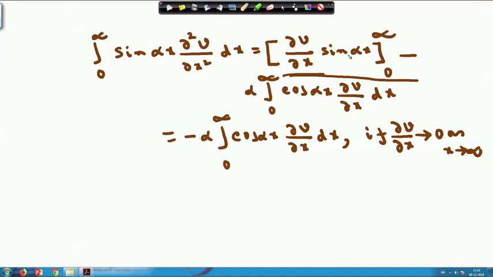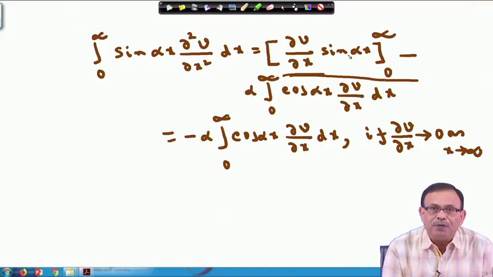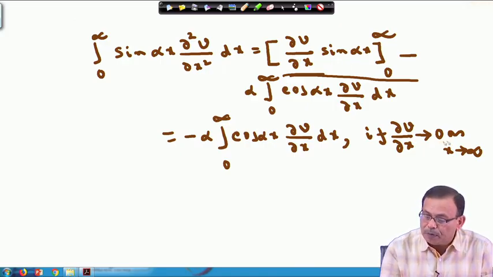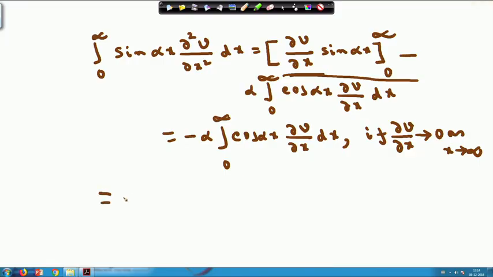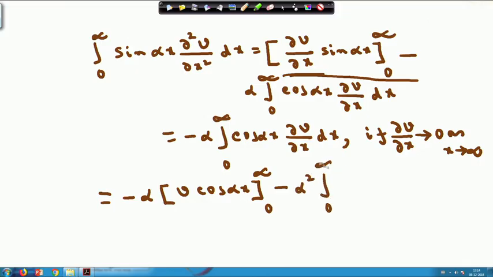For the lower limit, since sine is there, it vanishes. But for infinity, we cannot predict anything, and this term will vanish only if del v del x approaches 0 as x approaches infinity. So this condition is required, otherwise we cannot find the solution. Similarly, when I evaluate next, I will obtain minus alpha into v cos alpha x from 0 to infinity minus alpha square into the integral from 0 to infinity.